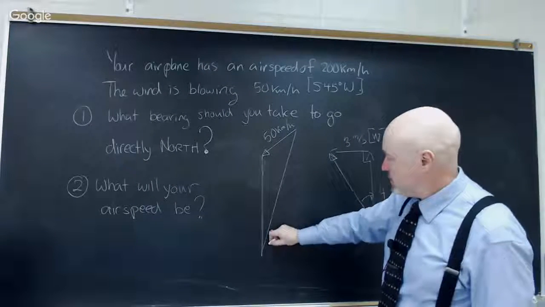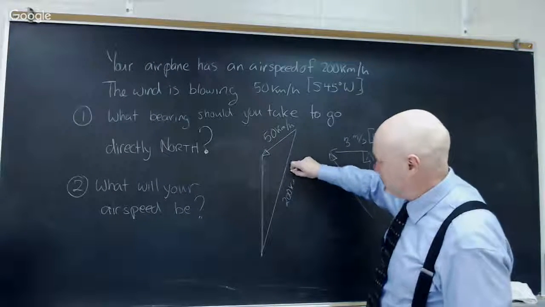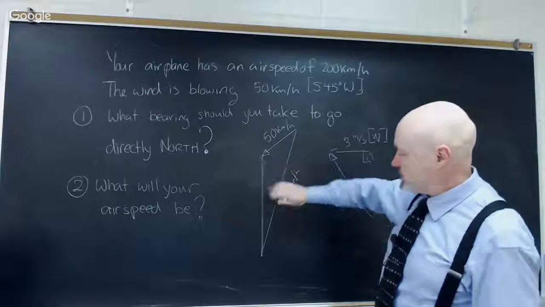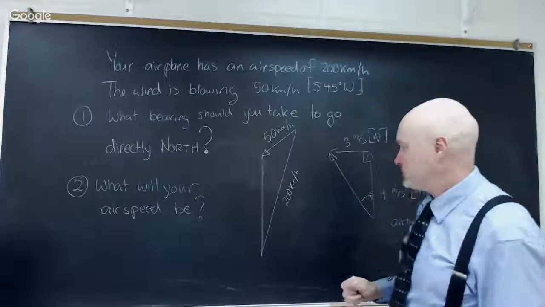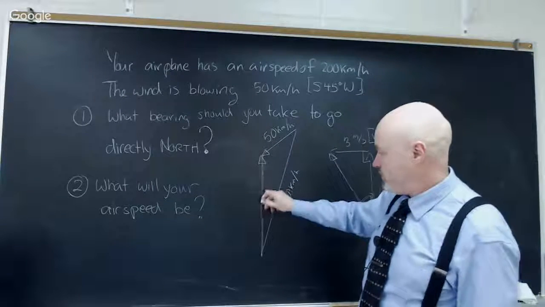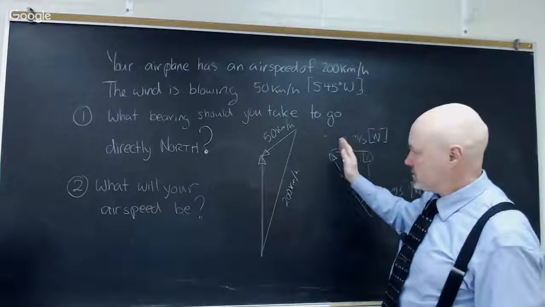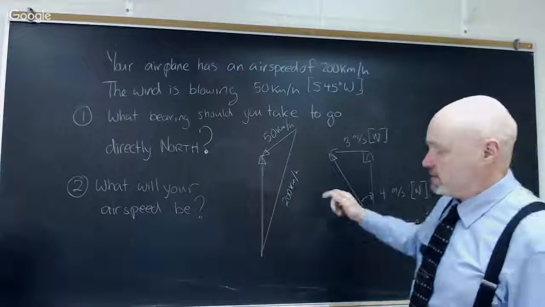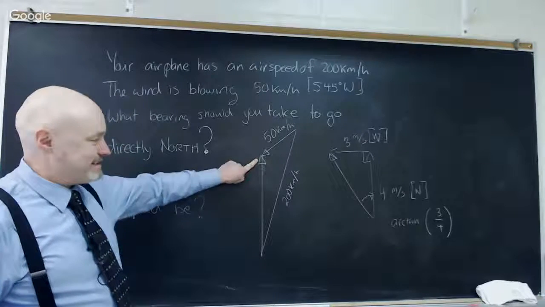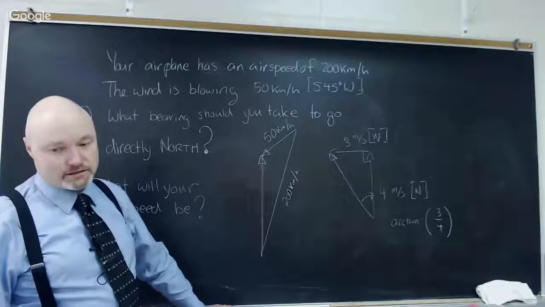I'll fill this one in. This is the 200 kilometers an hour, the airplane flying at 200 kilometers an hour. The air itself is blowing the airplane off course. The airplane wants to have this resultant north vector right here. The wind is going to slow it down and blow it towards the west a little bit, and we have to figure out what's going on in order to get the exact north vector as a result.